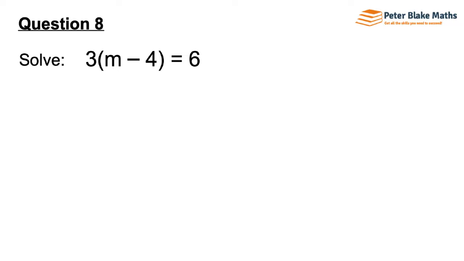The 3 expands through that bracket. The 3 multiplies by the first term and gets 3m. The 3 multiplies by minus 4 and gets minus 12. So we've expanded the bracket there, and we've got an equation to solve from now on.